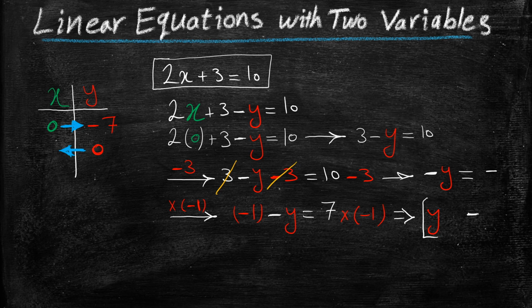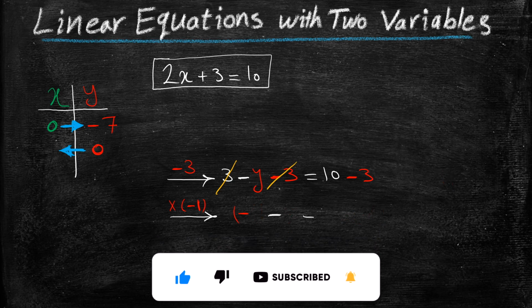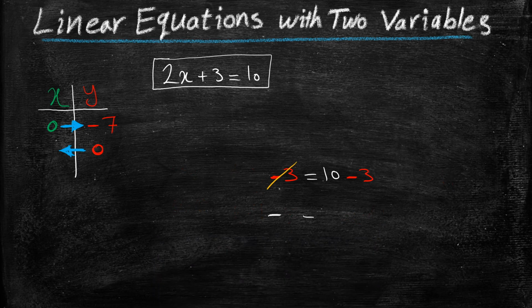So let's actually do that. I'm going to delete these. Oops, I deleted the original equation. All right. So we had 2x plus 3 minus y equals 10. Now we want to substitute y as 0.